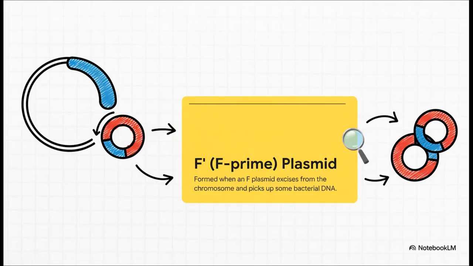And there's one more variation on this theme. Just like an F plasmid can integrate to form an Hfr strain, it can also cut itself back out to become an independent plasmid again.